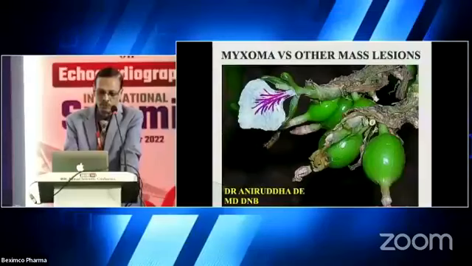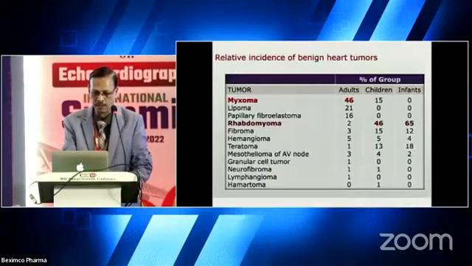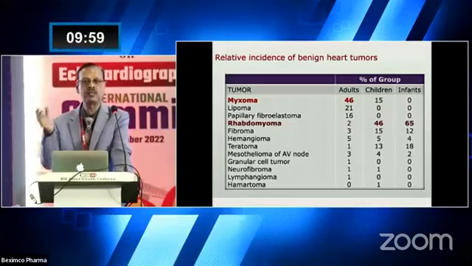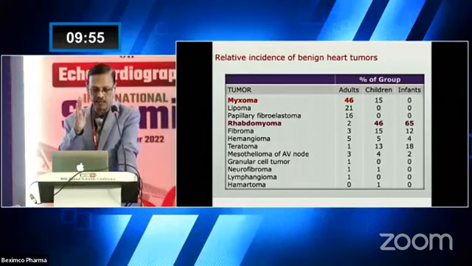Yeah, last one is the myxoma. So, myxoma versus other mass lesions. The importance of myxoma: the first is, what is the relative incidence of benign heart tumors? If you take it age-wise, in adults 46% is the myxoma.